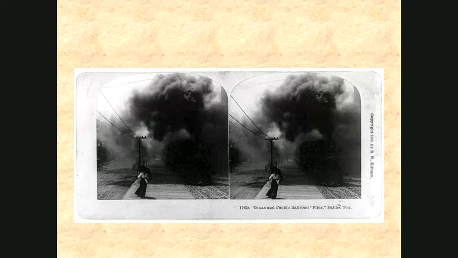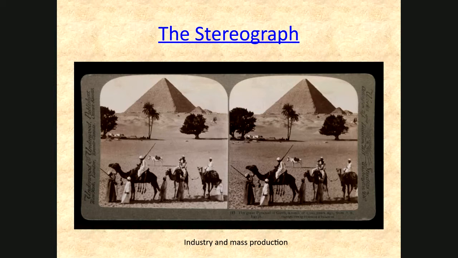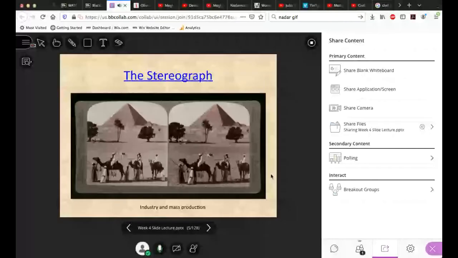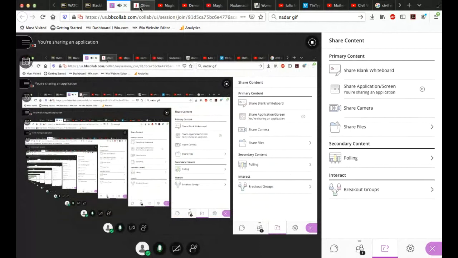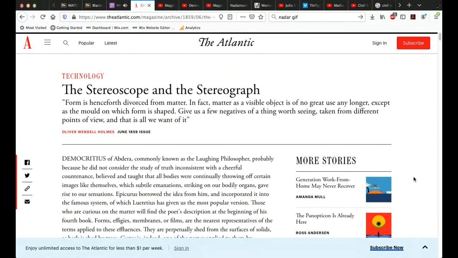Now, before we continue, let's go back here. So I have a link to an article by Oliver Wendell Holmes from the June 1859 issue of The Atlantic. And let me pull that up for you. We won't read it here, but I'll have it in the Blackboard course materials in the read section or the watch section, whatever ends up working here. So here he writes about the sort of celebrity of stereography and how it was seen as a way to escape into a dream world and experience one strange scene after another.